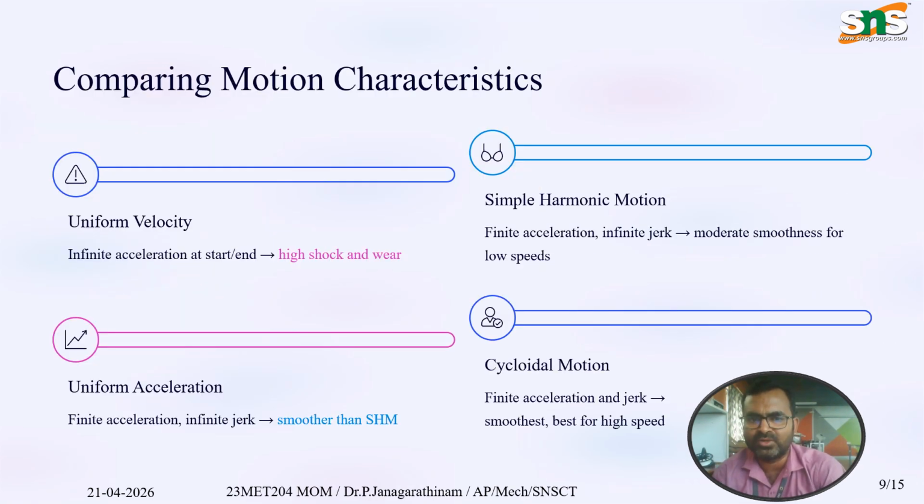Comparing the motion characteristics: uniform velocity has high shock and wear. Simple harmonic motion produces more smoothness when compared to uniform velocity, and is applicable for lower speeds. Uniform acceleration is smoother than simple harmonic motion. Cycloidal motion has finite accelerations and the best smoothness compared to the other three motions, and is used for high speed applications.